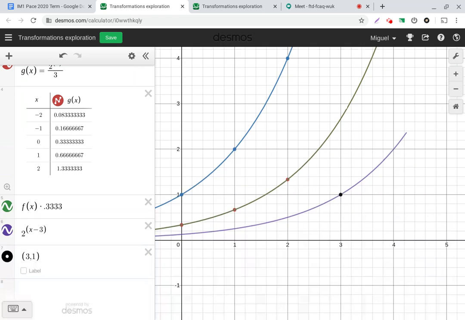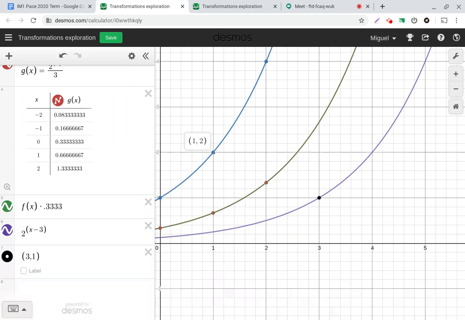Make sense? Look at this point right here. 1, 2. If I move it to the right, it's going to go 1, 2. See, it passed yours already, and it's right there. Kind of hard to get. Okay. Make sense? So look at the curves.